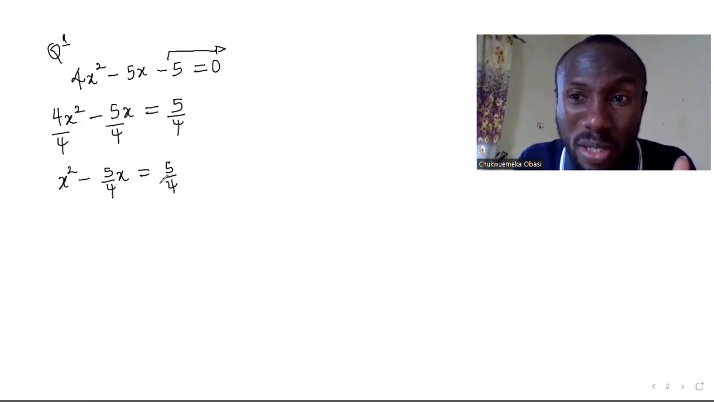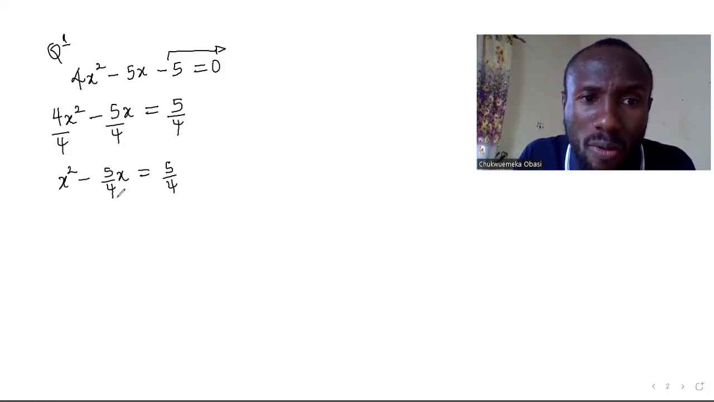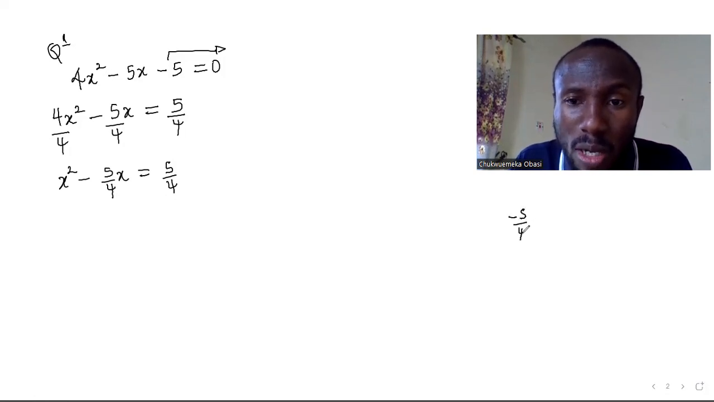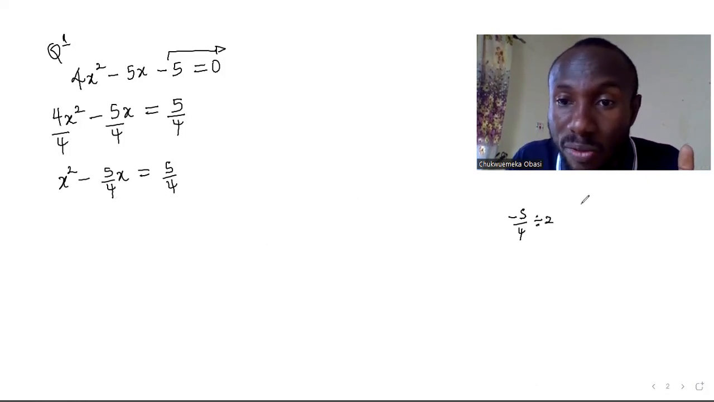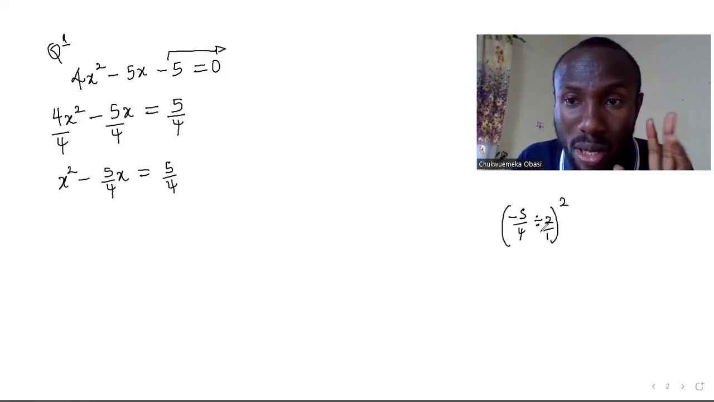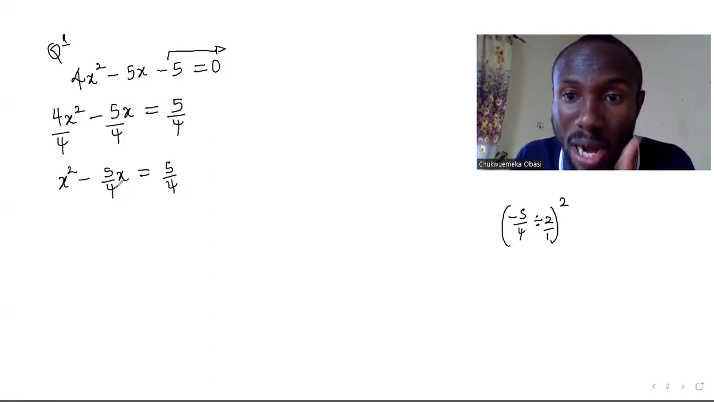Step 2, done. Step 3, this is the most important part of this completing the square method because this is where we actually complete the square. It says pick the coefficient of x. What's the coefficient of x here? You see minus 5 over 4. You pick that guy right here, minus 5 over 4. What do you do with it? You divide it by 2. So you divide by 2 like this because it's a fraction, and this is actually 2 over 1. Then the next thing you do, you square it. So a recap: pick the coefficient of x, divide it by 2 and square it.